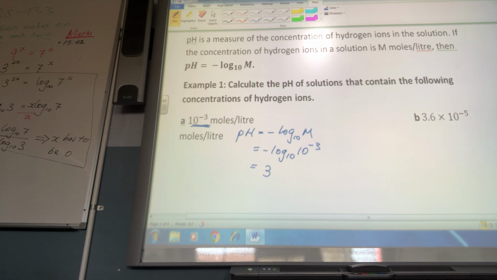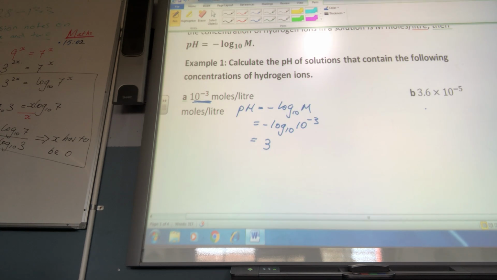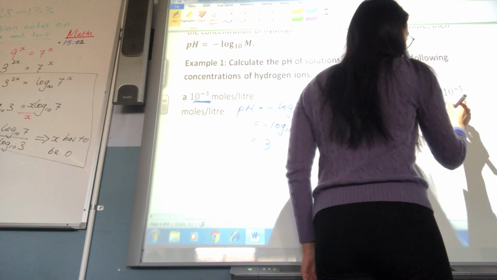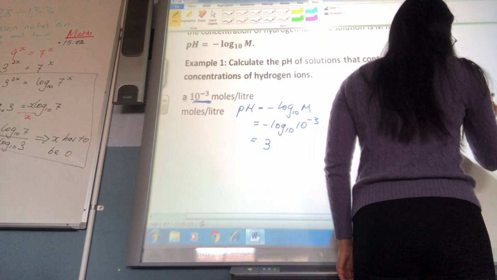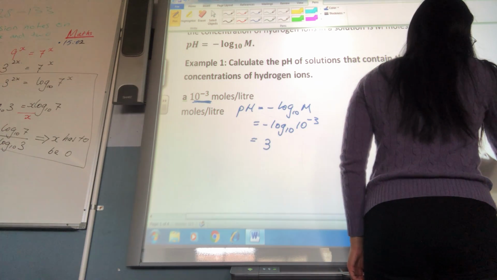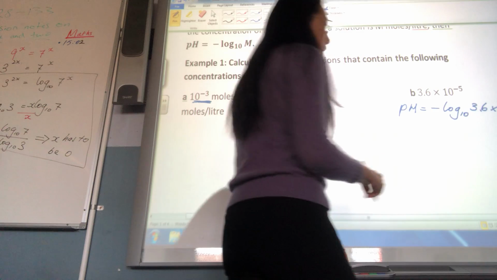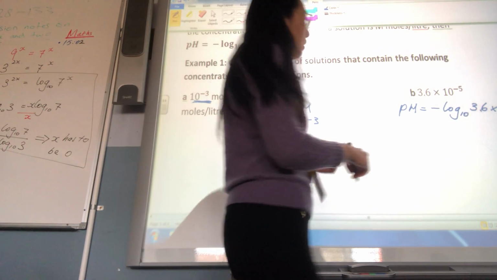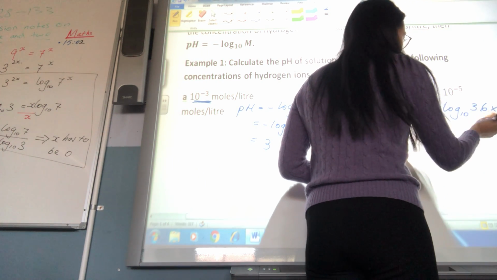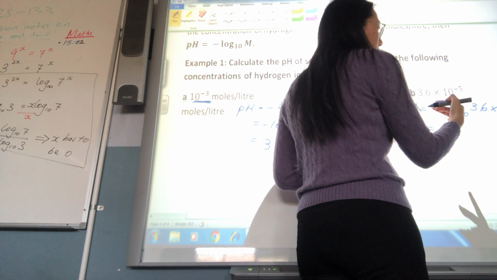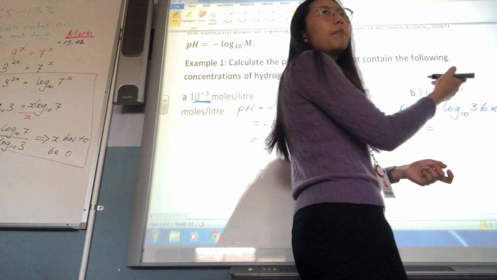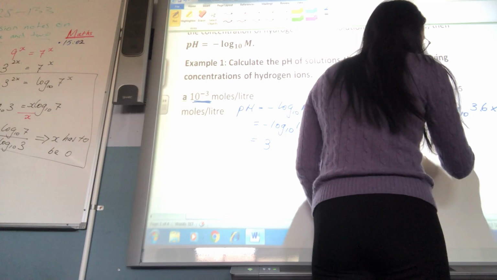Yeah. So this is the whole amount. So 3.6 times 10 to the power negative 5. So pH, negative log 10 of 3.6 times 10 to the power negative 5. You can actually just put this whole thing into the calculator. Or maybe you can move the minus 5. No, just put it straight into the calculator.